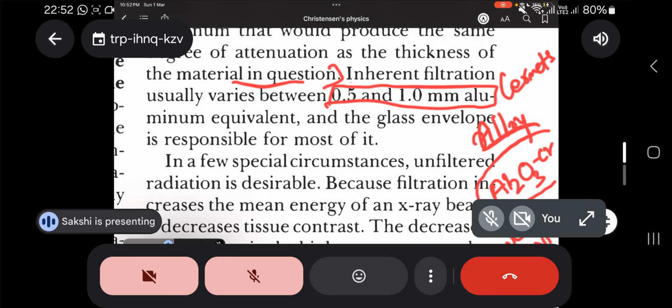And lead envelope, obviously not. None is not. Borosilicate glass envelope is used in specialized X-ray tubes. But they are also mentioning X-ray vacuumatic tube.